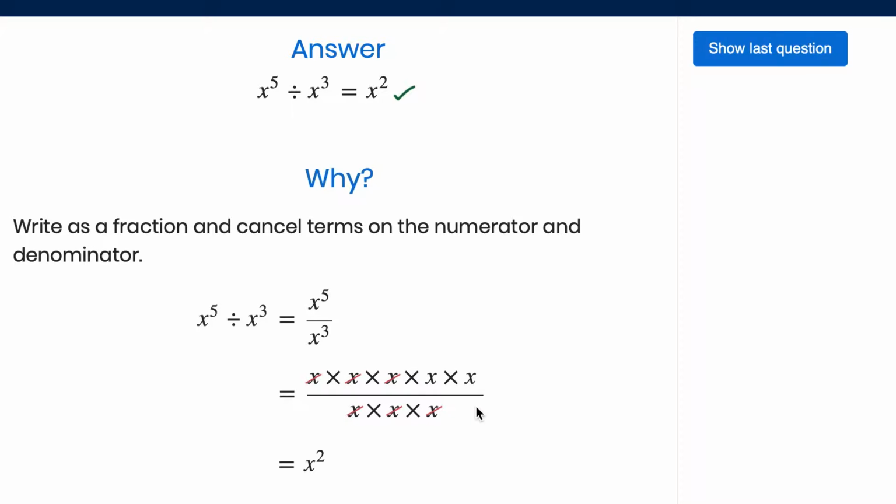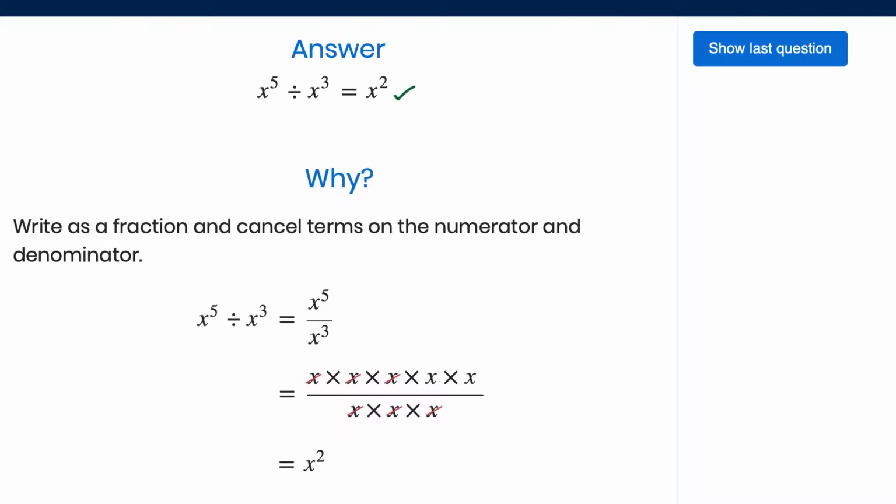And because there are common factors of x on both parts of the fraction, we can simplify by cancelling. So cancel 3 x's from the top with the 3 from the bottom to be left with just 2 on the top, which is just x squared. And that's it. It's worth pointing out that in your exam you don't need to write each answer as a fraction like this to get the marks. Just use the law up here and subtract the powers.